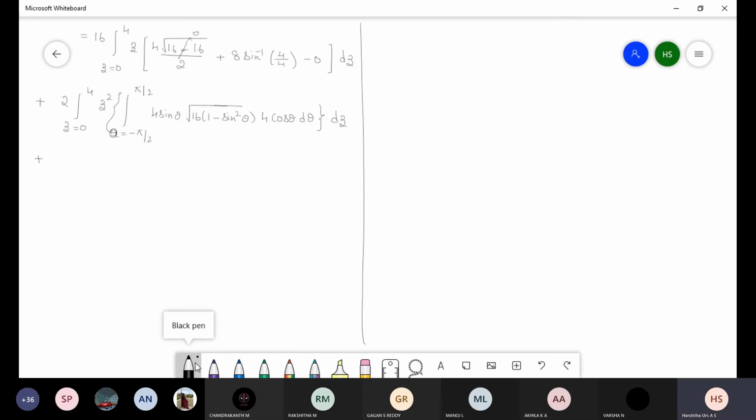So here also, 6 twos are 12, we get 12. Here the integral limit varies from z is equal to 0 to 4. Again for the same limit we have to apply the formula.